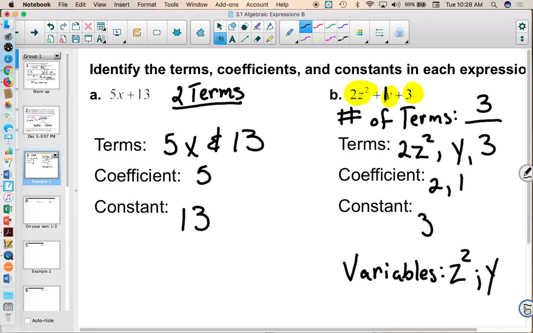Okay, so what if the exponent of 2 was above the 2? Then I would have to simplify. If it was off by itself, it would be a term. But as long as it was connected to the z squared, if it was 2 squared z squared, that would all be one thing, and I'd have to simplify that 2 squared, which would be 4, right? And so my coefficient then would be a 4 instead of 2 squared. Does that make sense? Yeah. Okay.